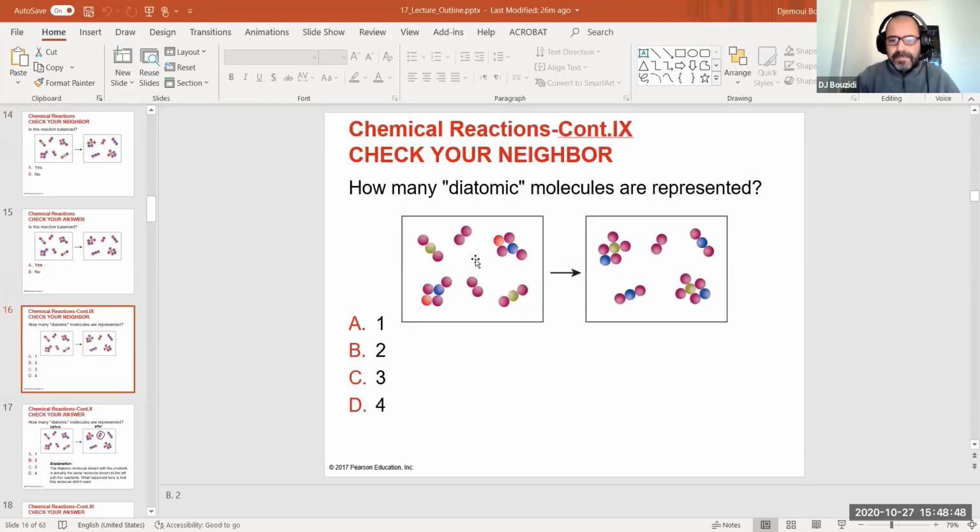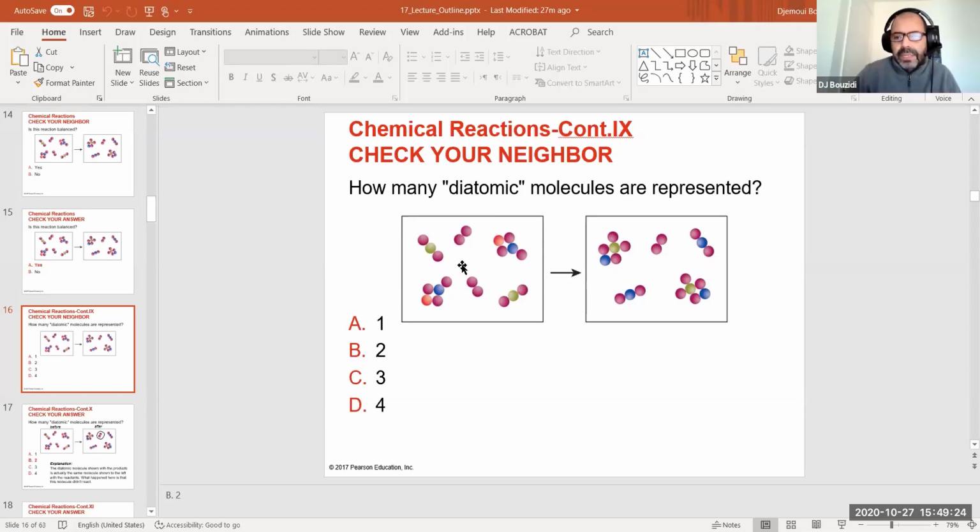Here is another question. How many diatomic molecules are represented? This is very, very important in this reaction. How many diatomic molecules are present in here? In other words, molecules that have only 2 atoms in them. Do you have to count them up from both slides, from both boxes?